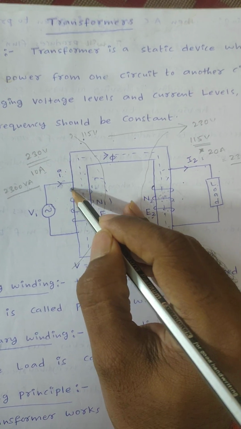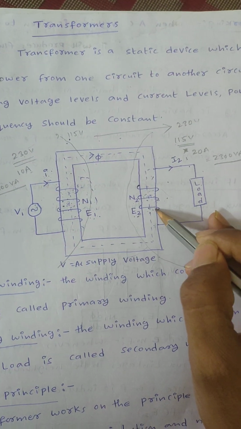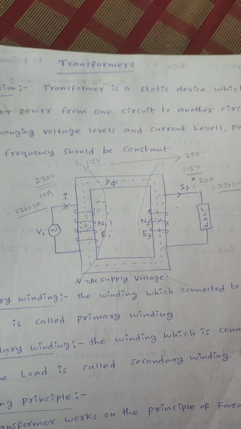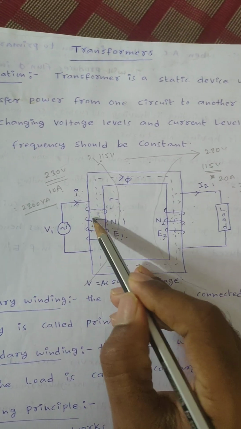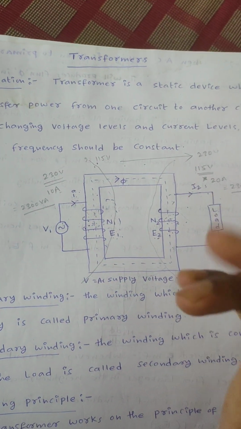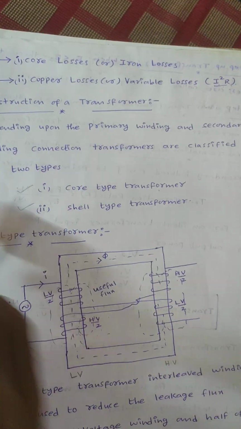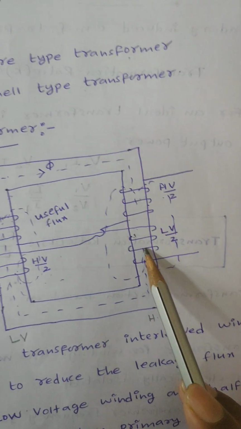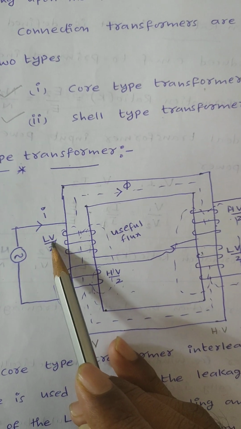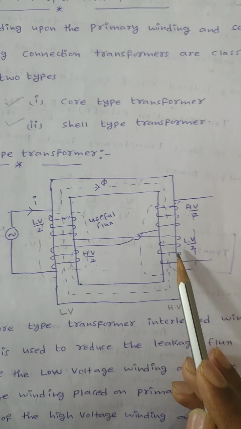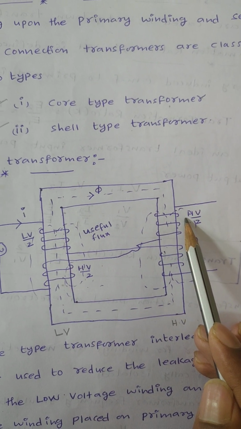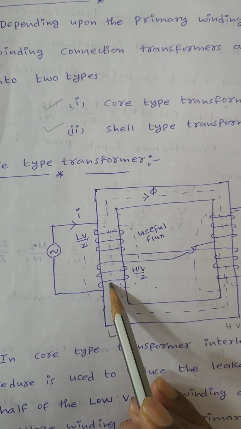If we place LV winding here and HV winding here, leakage flux will be more. If leakage flux is more, power transfer capability is less. To reduce leakage flux, what I am doing here is, the total LV winding is divided into LV by 2 and LV by 2. Half of the LV winding is placed on the primary side and half of the LV winding is placed on the secondary side. Similarly, half of the HV winding is placed on the secondary side and half of the HV winding is placed on the primary side.